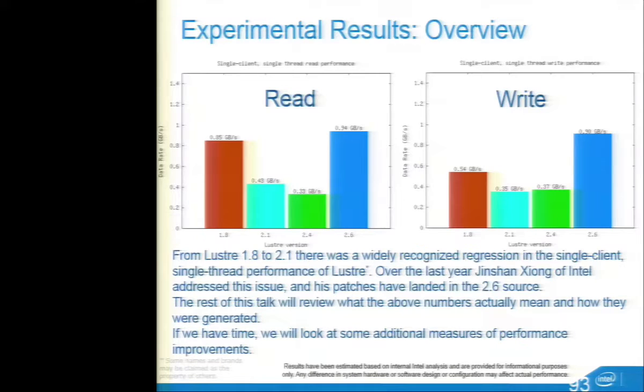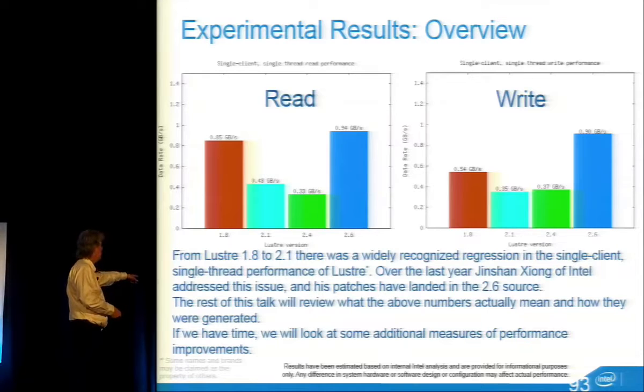So here's the big result. As John was mentioning, from 1.8 to, first of all, I guess for those in the back, this is a bar chart showing in red is 1.8. Read is on the left, write on the right. The light blue is 2.1, the green is 2.4, and the dark blue is 2.6. The performance of 1.8 was about 0.85 gigabytes per second. This is again the test where we do a single client, single thread, targeting a single LUN. It's the super fast LUN.